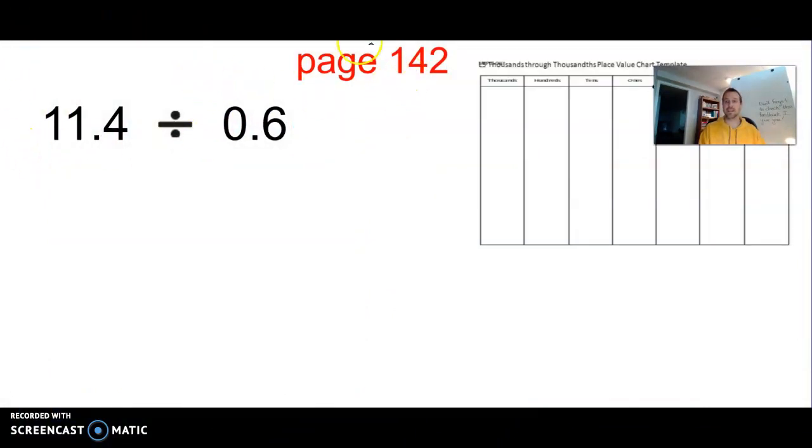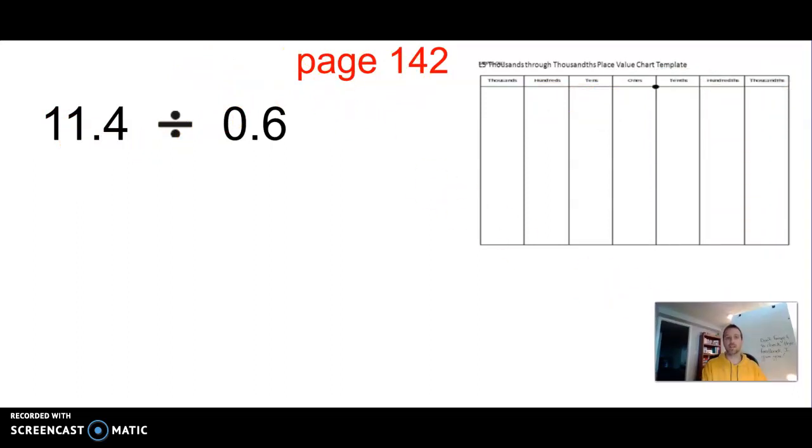So I'm going to use the exact same problem that I have here. And this time we're going to turn it into a fraction. We know that this is part of the fraction line in division. So we could rewrite it as 11 and 4/10 divided by 6/10. Now, as we mentioned since the beginning of the year, I would prefer to work with whole numbers and not decimals. So I want to get rid of that decimal.